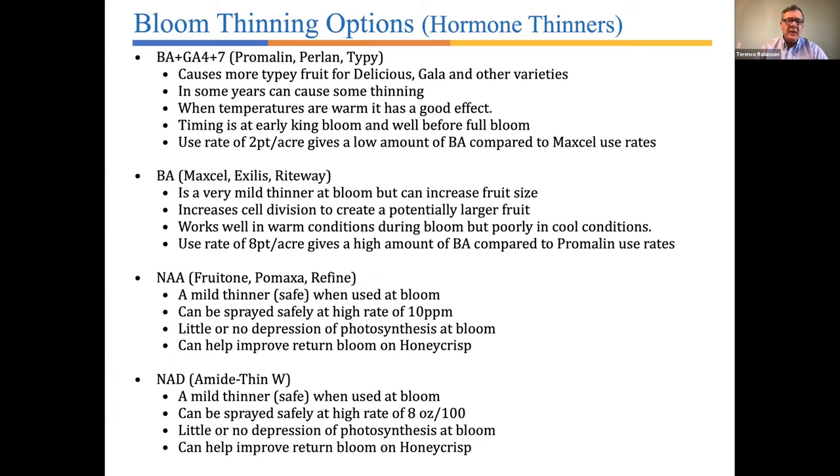Now you can spray any one of the four hormone type thinners at bloom. And I list here the Promalin types, the Maxcel types, the Fruitone types, Amid-Thin, but they all are very, very mild thinners and they don't tend to improve return bloom as much as ATS.